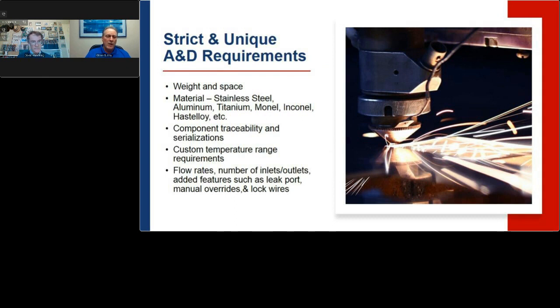For consideration, materials that are typically used would be stainless steel, usually the 300 series, non-magnetic. Aluminum, usually like the 7075 aircraft type aluminum. Titanium, like grade 2 and grade 5, and some of the more exotic metals like Monel, Inconel, and Hastelloy, depending on the corrosive environments that they would have to go into. Another one would be component traceability and serialization. Custom temperature range requirements, and of course flow rate, number of inlets, outlets, and added features such as a leak port, manual override, and lock wires.